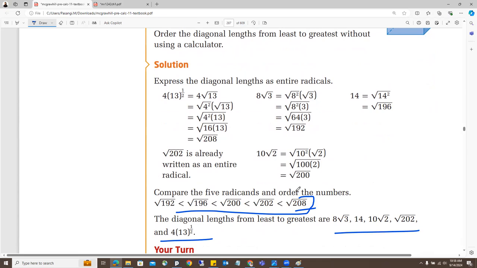Any doubts? Any questions? How do you know which is the biggest? Inside the square root, it is the biggest number. Because we converted all the numbers into entire radicals, we can forget about the square root mark and compare these numbers. So the square root of 208 is the highest number, and the square root of 192 is the smallest one.